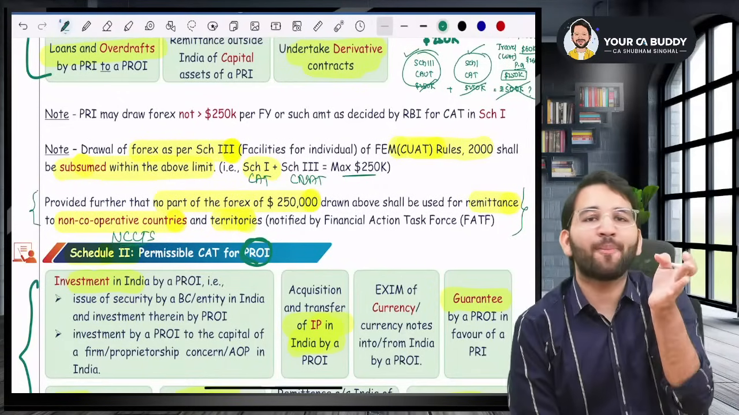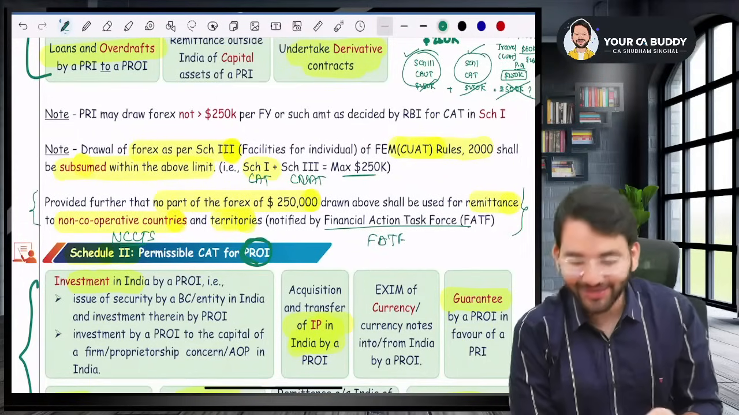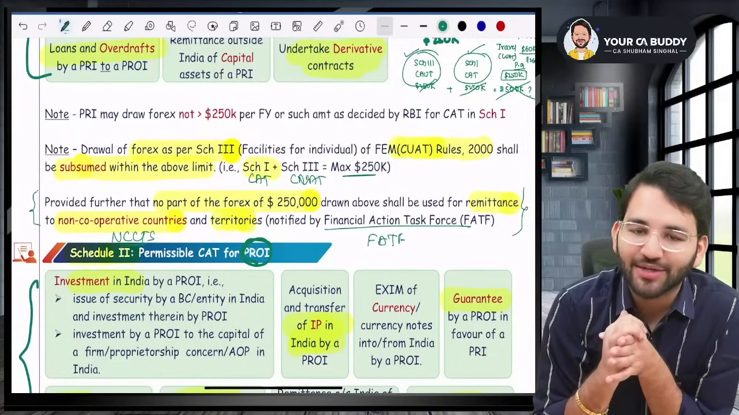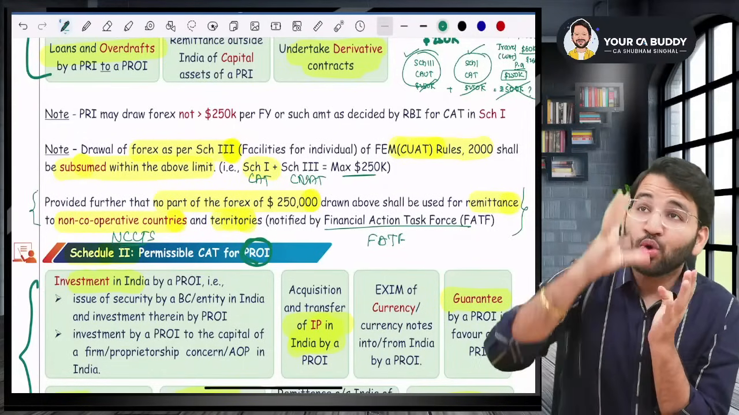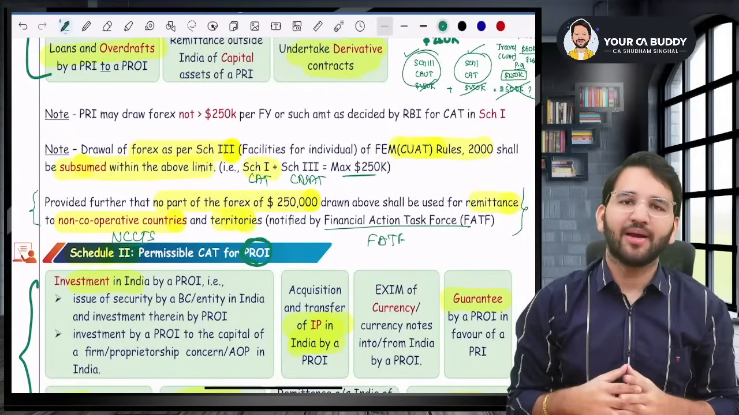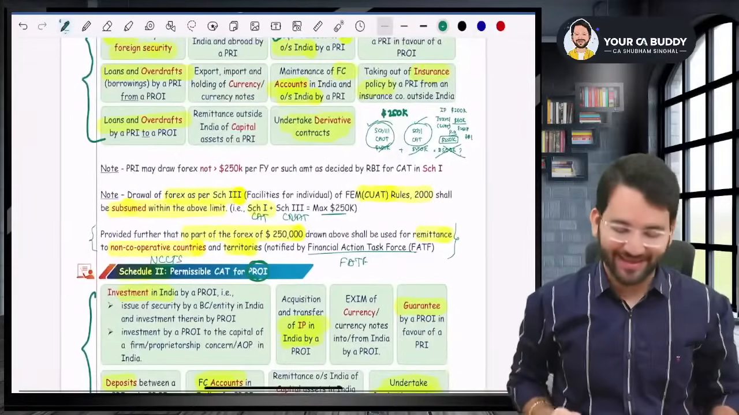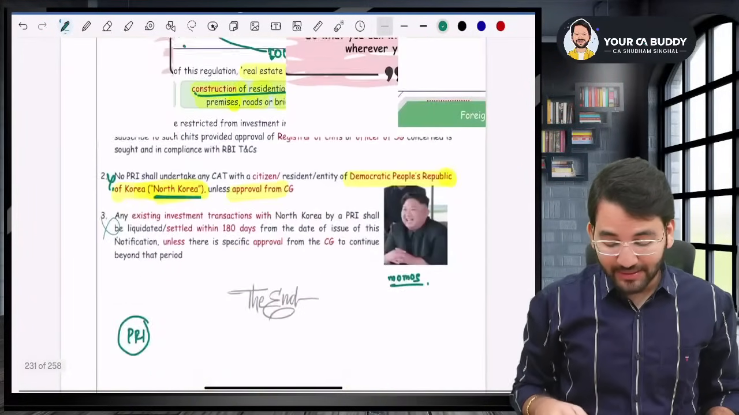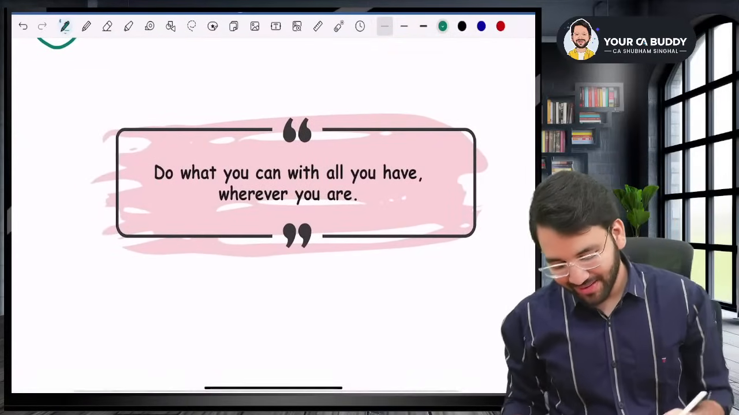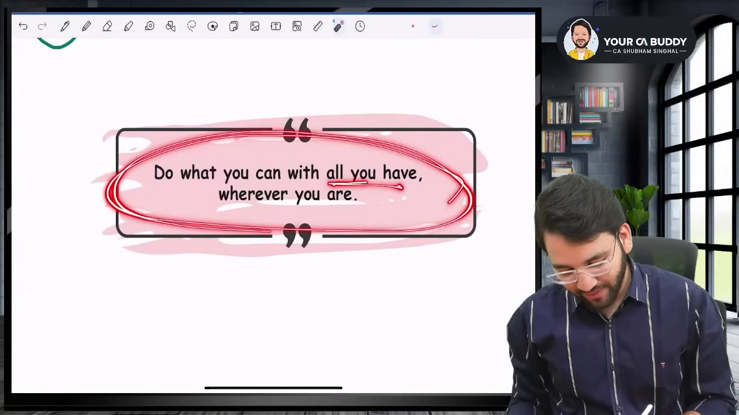NCCTs means non-cooperative countries and territories, which are notified by the FATF, Financial Action Task Force. If they notify some country as non-cooperative, for example, Pakistan, it is a non-cooperative country. So you cannot ever invest there. It is restricted. It is prohibited. Sir, this is your lump sum comprehensive revision of your chapter FEMA. To end the chapter, it says, sir, do what you can with all you have wherever you are.